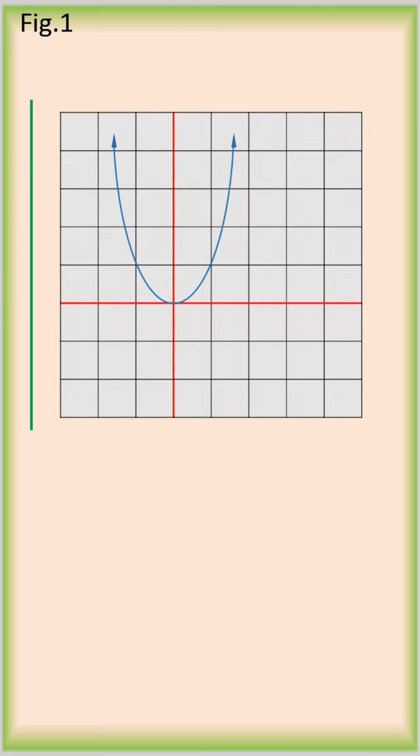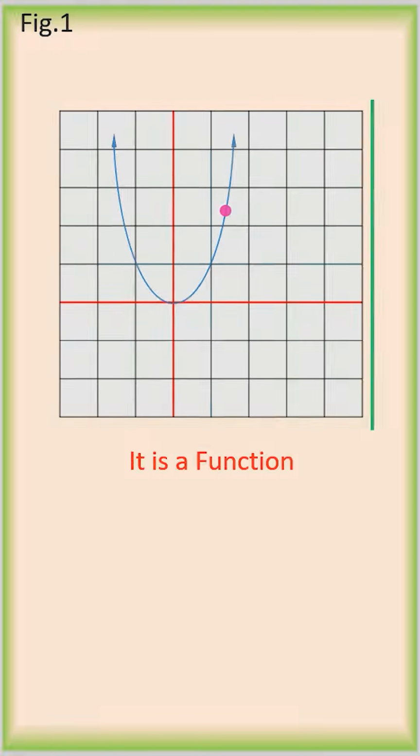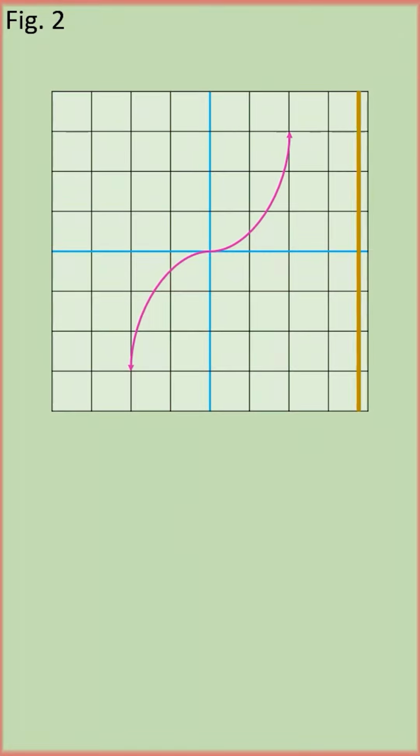If you move this vertical line from left to right of the graph, you can see that the line doesn't intersect the graph more than once. So, this graph of a relation is a function. In the second graph, when we move the line from right to left of this graph, you can see it intersects the graph at only one point. So, this graph of a relation is also a function.